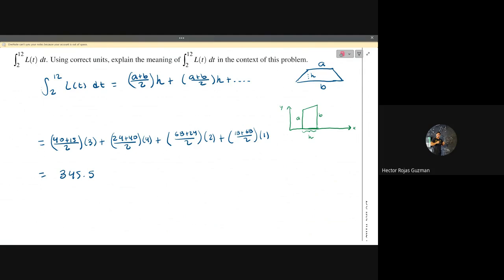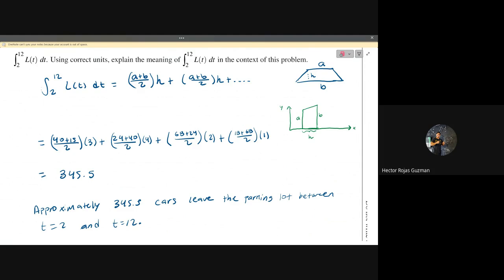You can approximate this value by rounding, or you could just state your answer in a decimal. It's going to be fine either way because we're not told to round. But you're going to say approximately 345.5 cars leave the parking lot between t is equal to 2 and t is equal to 12.